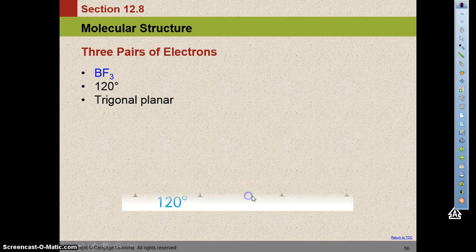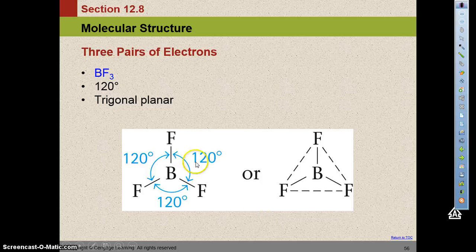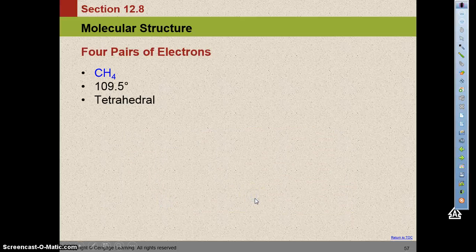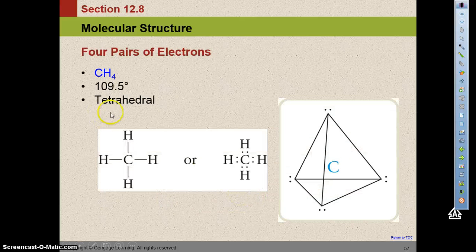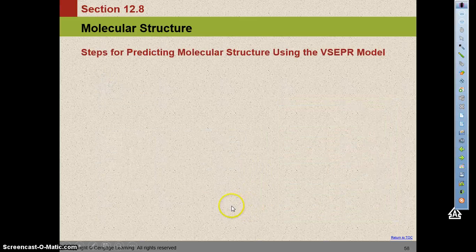Three pairs of electrons form a trigonal planar with 120-degree bond angles, and it's all in the same plane. Four pairs of electrons have 109.5-degree bond angles, like we saw in methane a while ago, and that's as far away as they can get from each other. And like I said, the ball and stick model will help in class as well.